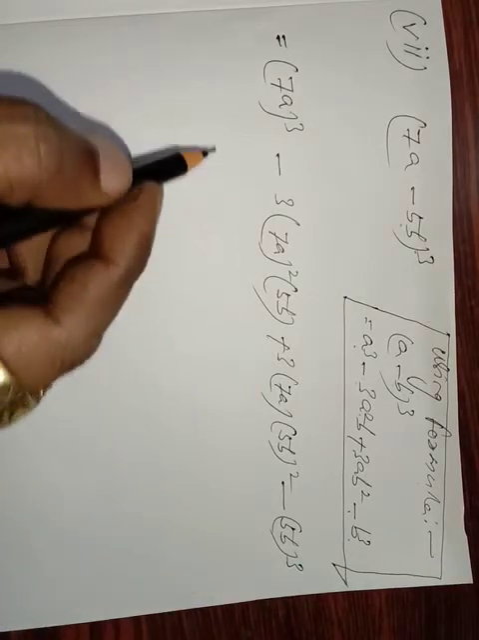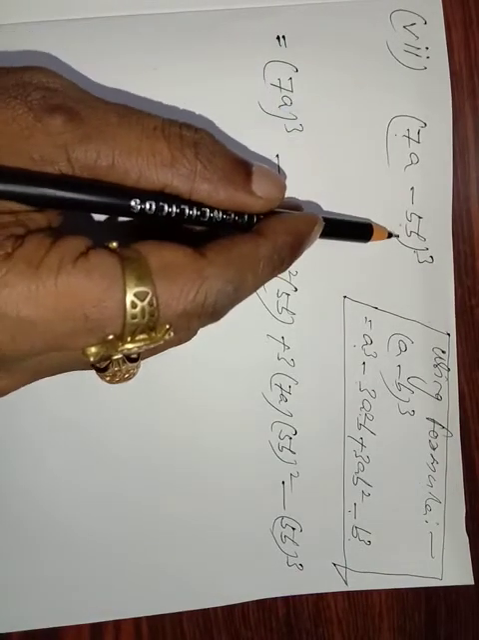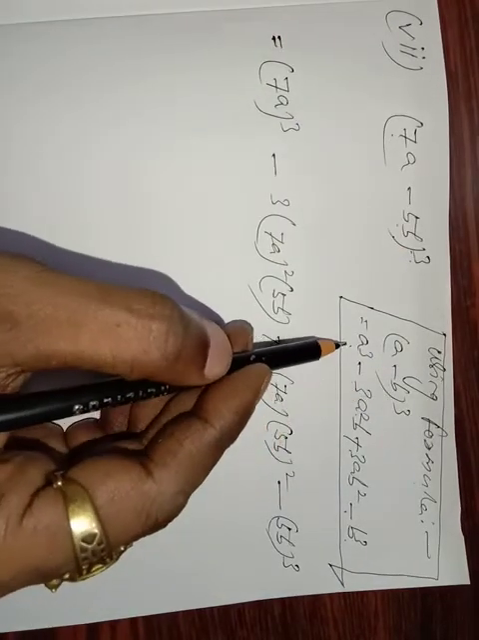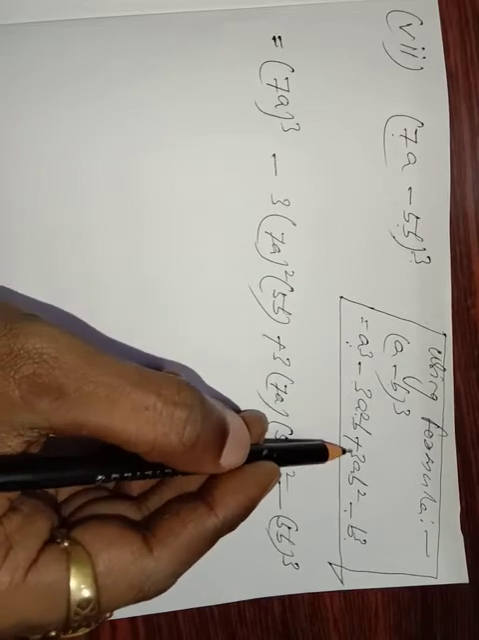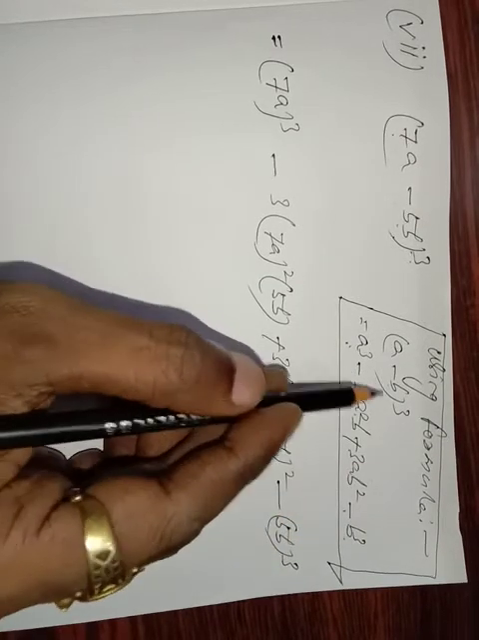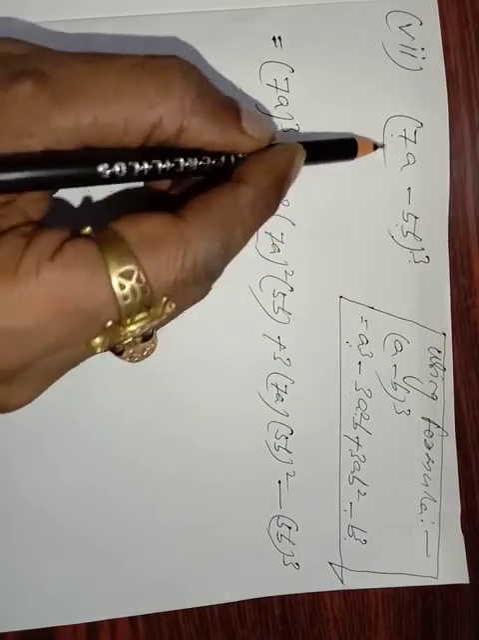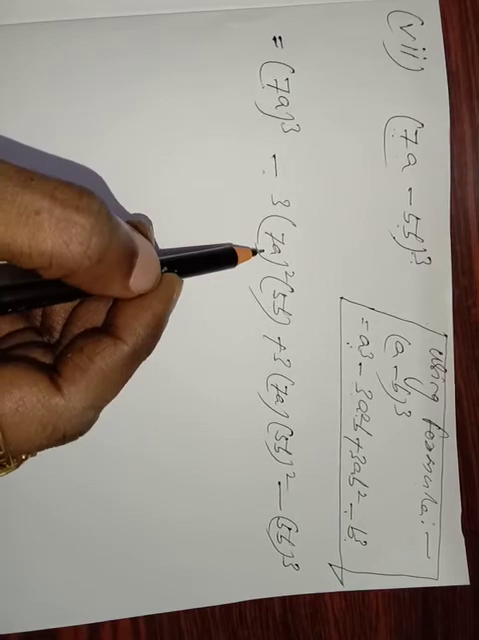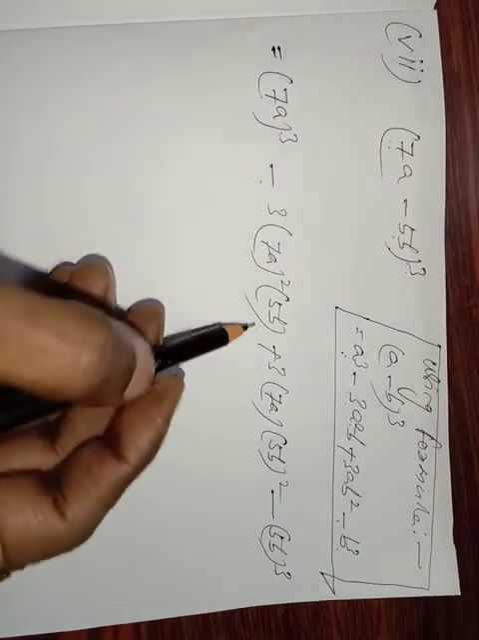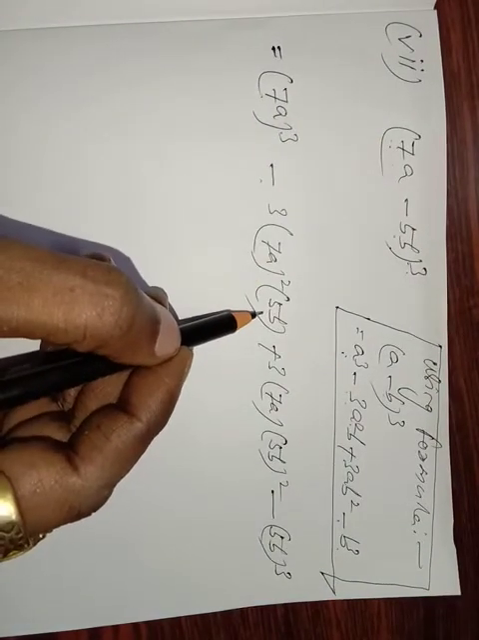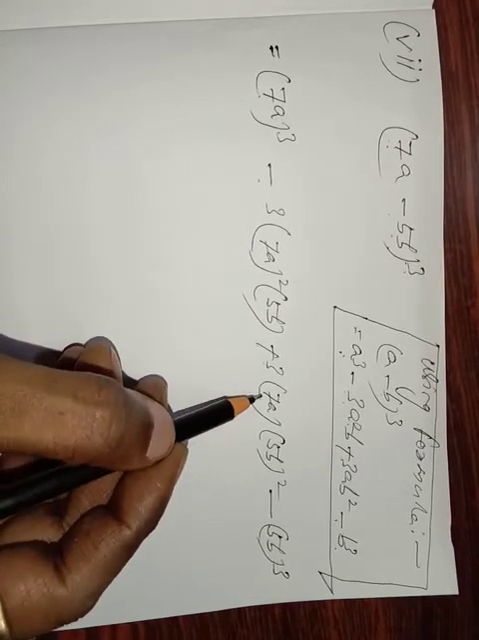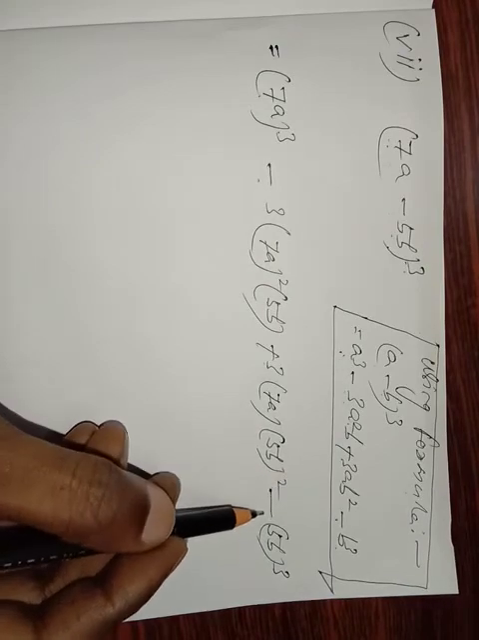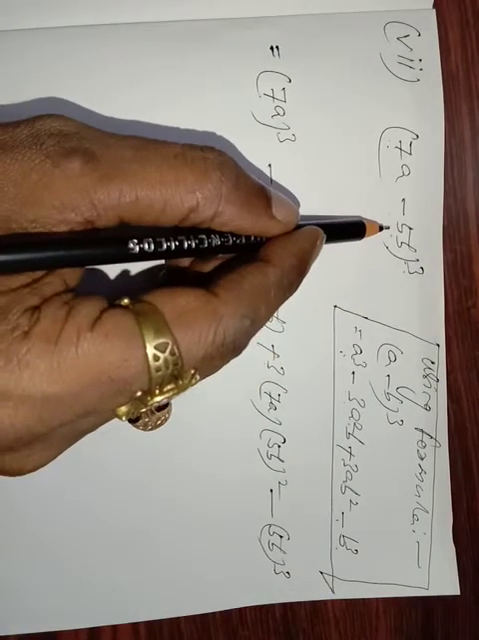Again I am repeating the question: (7a − 5b) whole cube. You have to apply the formula (a − b) whole cube, which is a cube minus 3a square b plus 3ab square minus b cube. The formula is in front of you, just apply it. a means the first number, that is (7a) whole cube, minus 3 times (7a) whole square into the second number, that is 5b, plus 3 times 7a times (5b) whole square, minus the second number, that is (5b) whole cube.